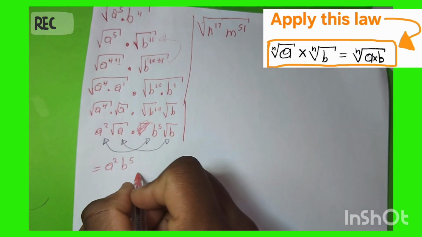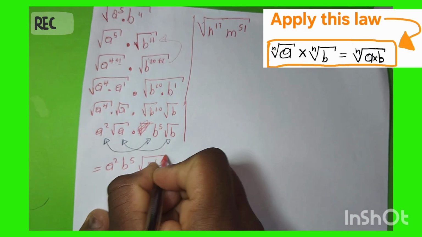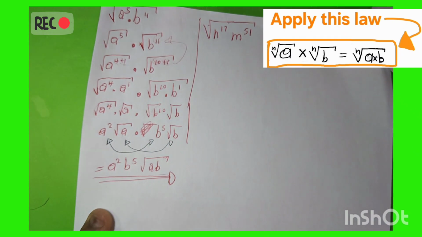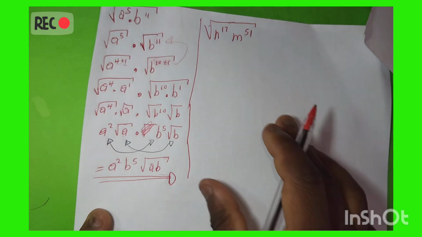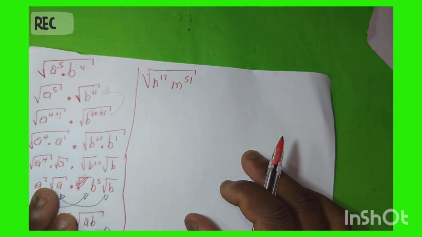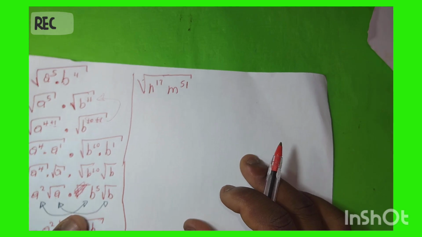Then the ones inside the square root will become ab, just like that, as your final answer. Now let me also explain this one, where this and that are still the same question, but here they are different alphabets.